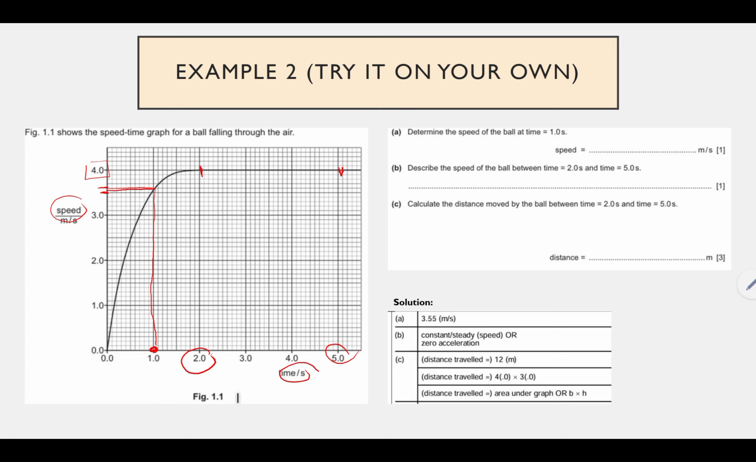Okay, next, part C. Why can't I write a number? Because they said describe, they didn't say calculate. Part C, calculate the distance moved by the ball between 2 and 5 seconds. We need to draw a line so we can know what shape we have. Triangle or a rectangle? It's a rectangle. What was the rule? Base times height. So from 2 to 5, this one is 3. And the height is this one, which is 4. So 3 times 4, which is equal to 12. 12 meters.